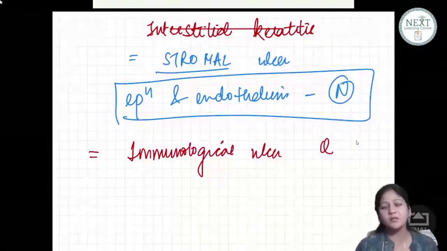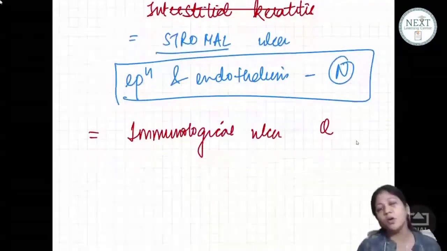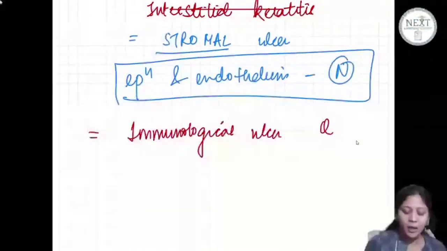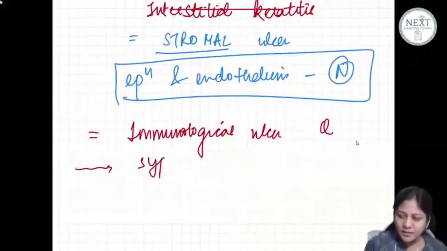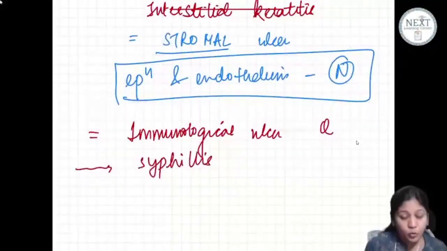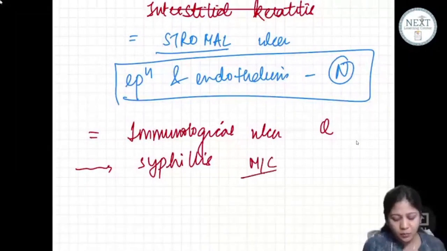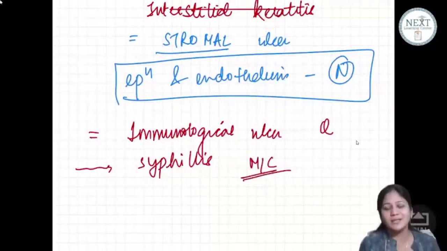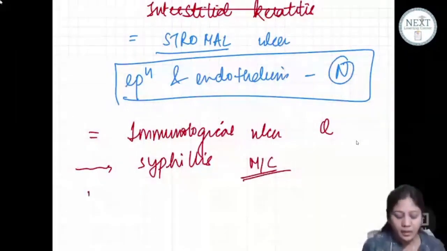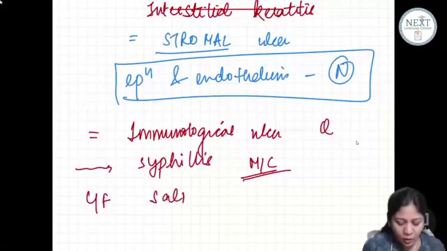Stromal ulcers are generally painless ulcers, immunological ulcers. Usually you can see this in syphilis. Syphilis is the most common cause of this ulcer. It is asked very often. And as a clinical feature in the cornea you see a salmon patch.